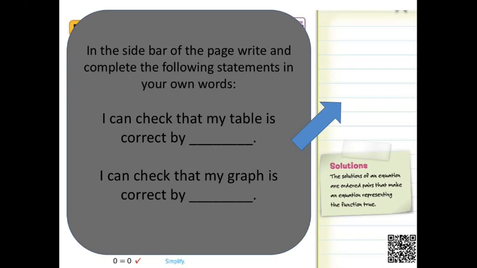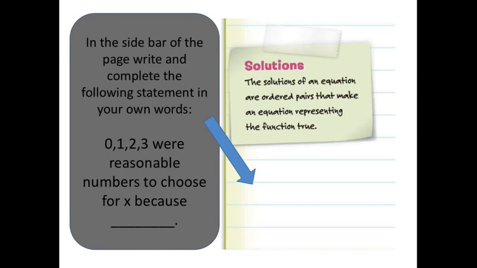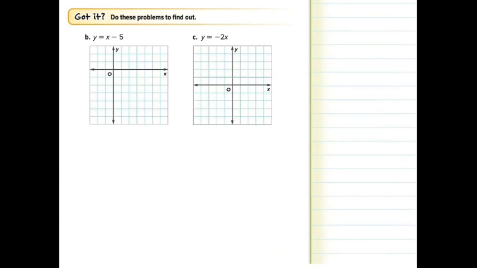So in your own words, I want you to write these statements and finish them in the sidebar. The last thing I want you to write in the sidebar is this. 0, 1, 2, 3 were reasonable numbers to choose for x because y. We talked about choosing numbers. These are good numbers to pick, not necessarily the best, but why are they reasonable? Okay, I want you to try these out. I will do B with you.